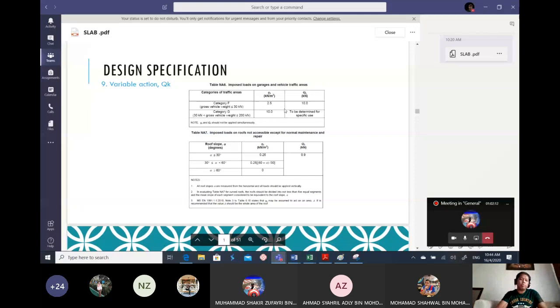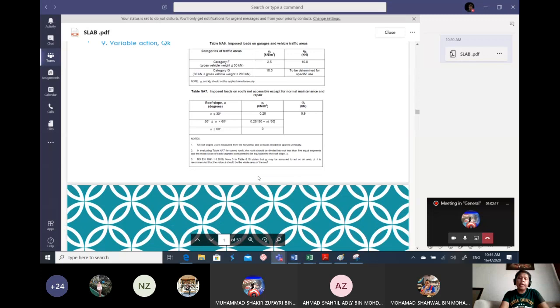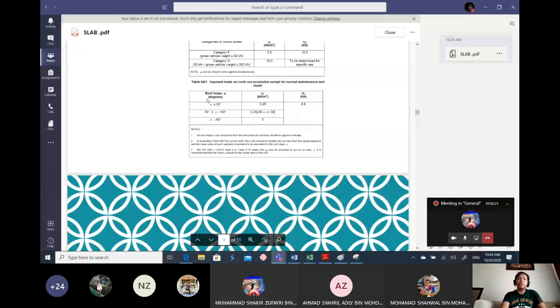Okay, this is for the roof. This is what you must understand properly for the roof. Roof slope means the gradient of the roof. If the roof slope is less than 30 degrees, you can use 0.25 kilonewton per meter square for the roof variable action. If the slope is between 30 and 60, you can use this formula. And if it is more than 60, there will be no variable action. So you have to consider this.